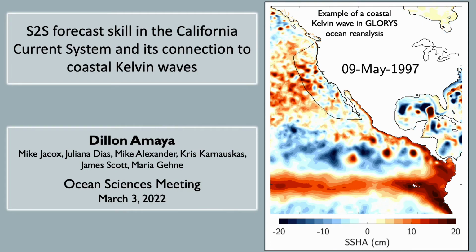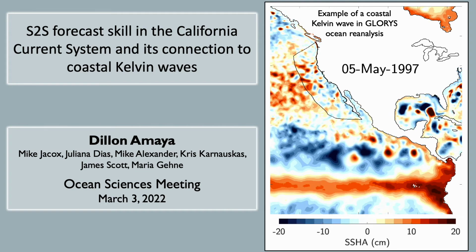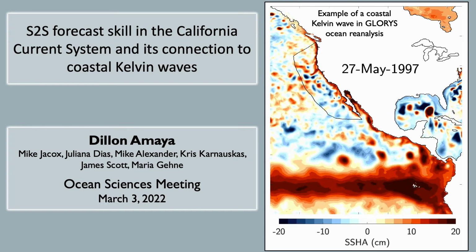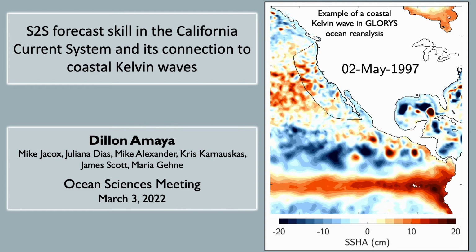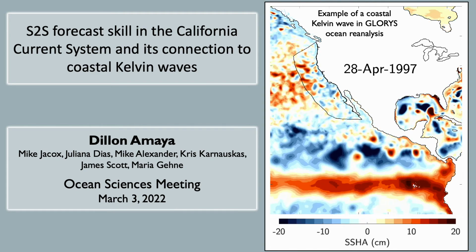My name's Dylan Amaya. I'm a research scientist at the NOAA Physical Sciences Laboratory in Boulder, Colorado, and I'm excited to talk to you today about subseasonal to seasonal forecast skill in the California current system and its potential connection to coastal Kelvin waves, an example of what you're seeing in this animation on the right side of the slide here.